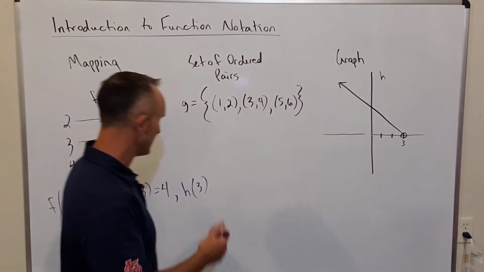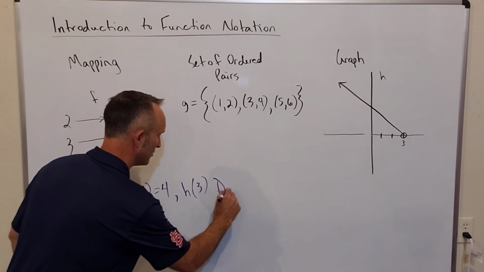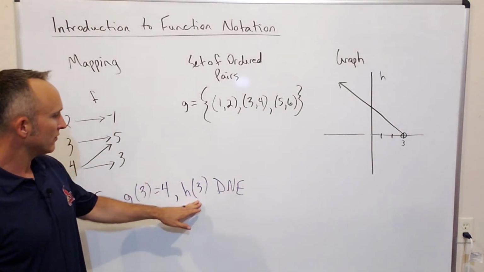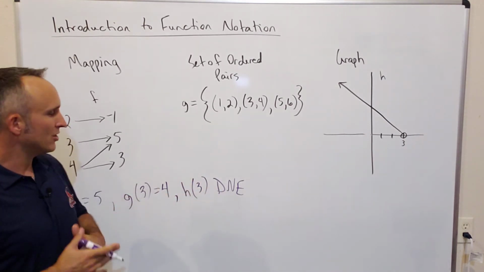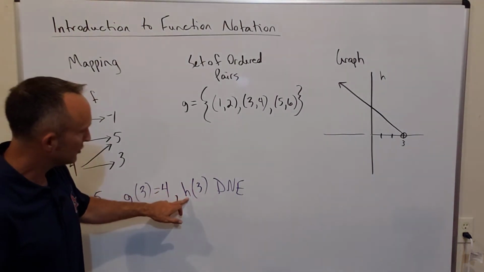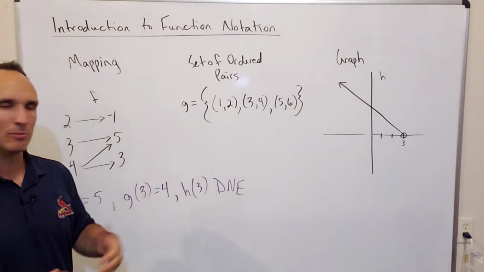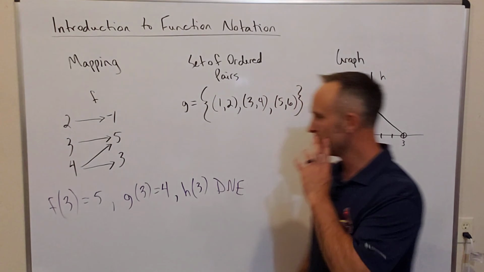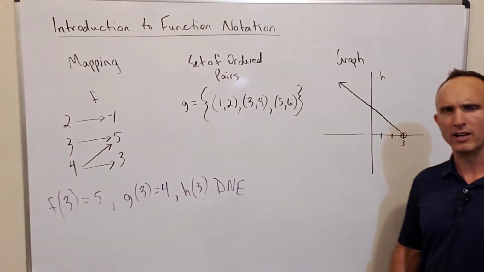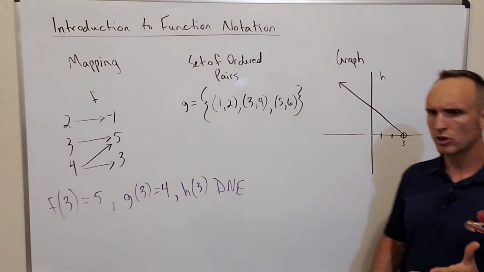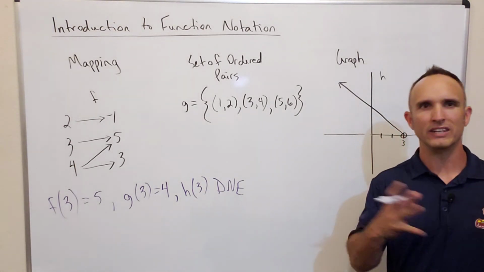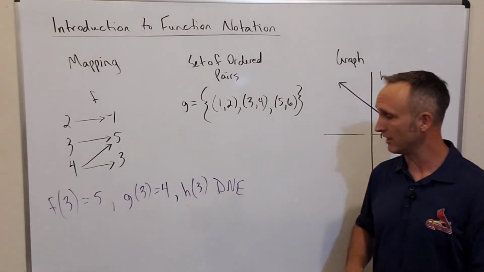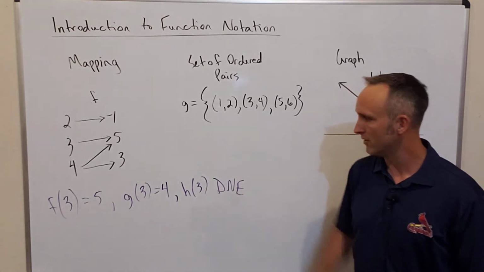So h of 3 does not exist, or I'll use DNE for does not exist, or we could say h of 3 is undefined. There is no output of the h function when x is 3, when our input is 3. So you could write DNE, you could write undefined. You wouldn't write no solution, by the way. You use the term no solution when you're trying to solve an equation, right? A solution has to do with solving something. Here we're not solving anything. We're just trying to find the value of this output.